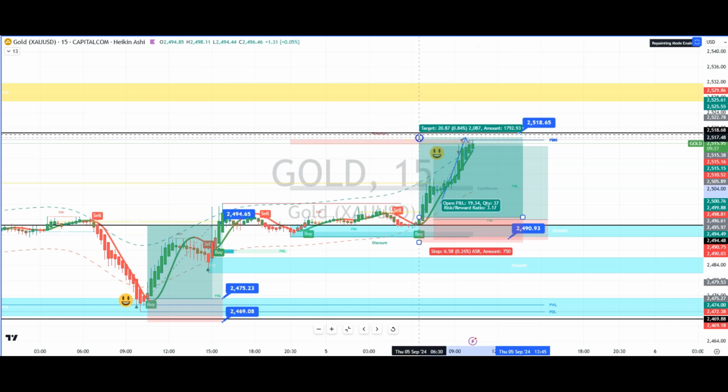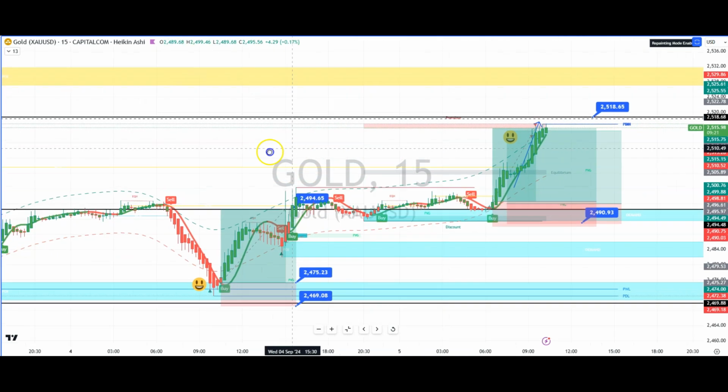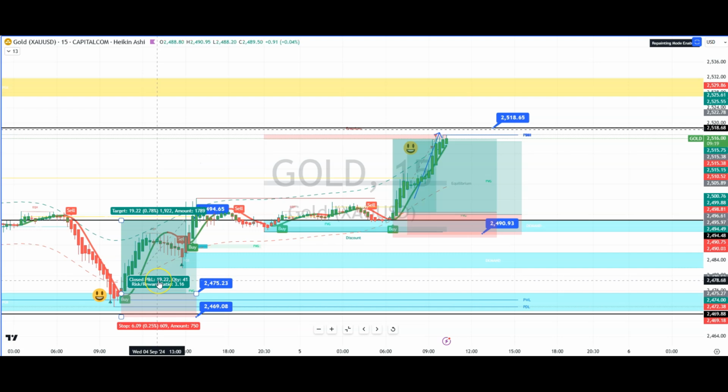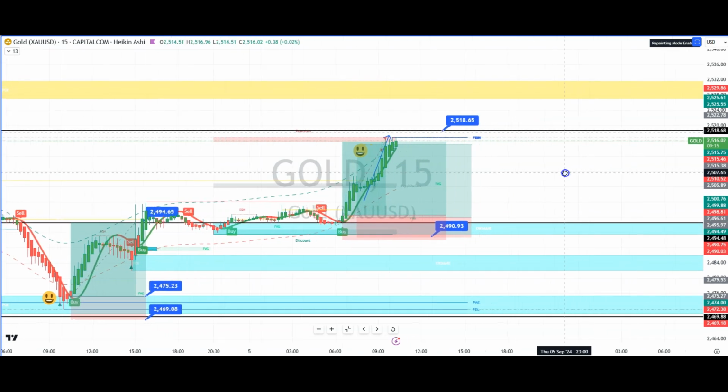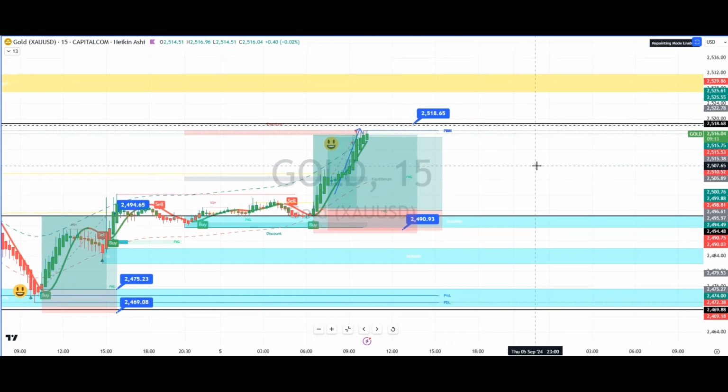215 pips. I think we banked something like 191 today, which is pretty good. Way over, what is that? Nearly 400 pips in 24 hours. Not bad at all. How else can you get that if you're trading gold?